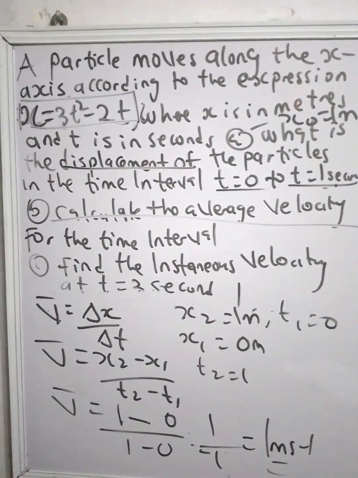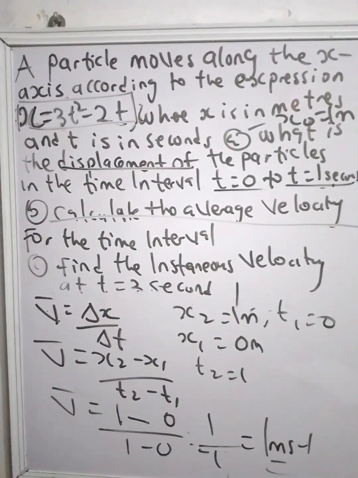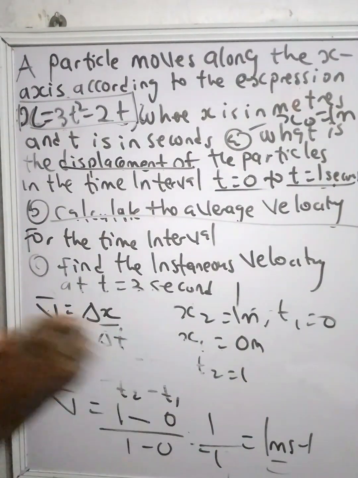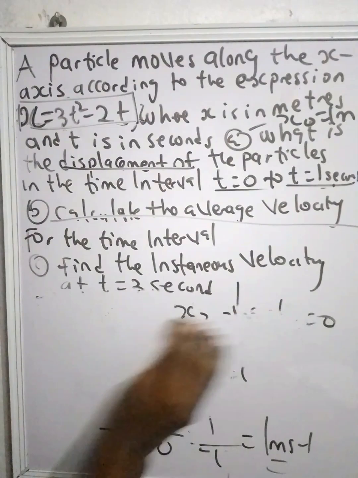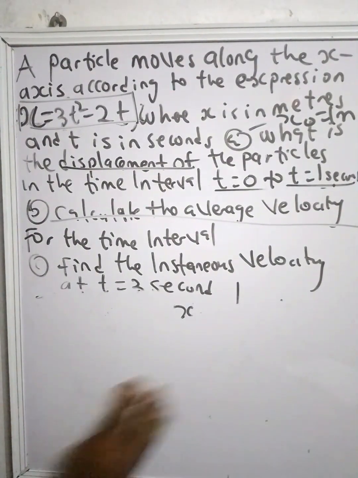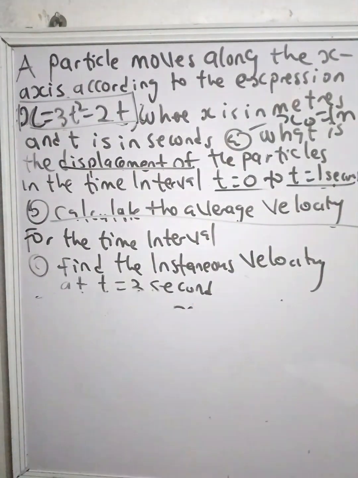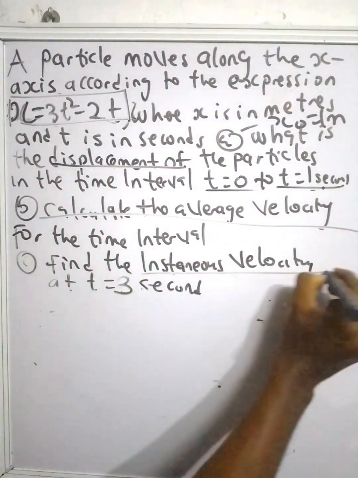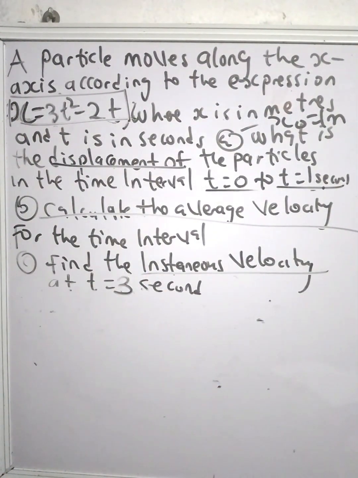Now let's go to the final questions. We should look for the instantaneous velocity. I told you that the word instantaneous means at that particular time, that is now. So the last question said, find the instantaneous velocity. Instantaneous velocity is the velocity at an instant of time, that is, at that particular time.